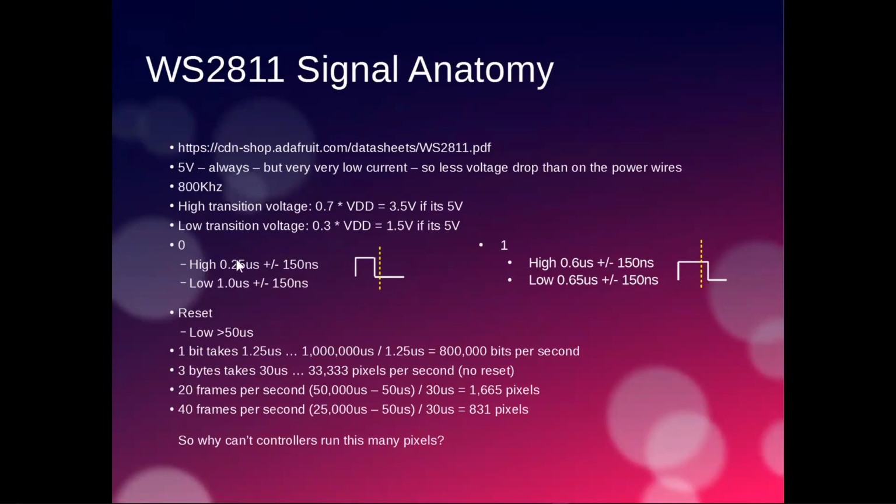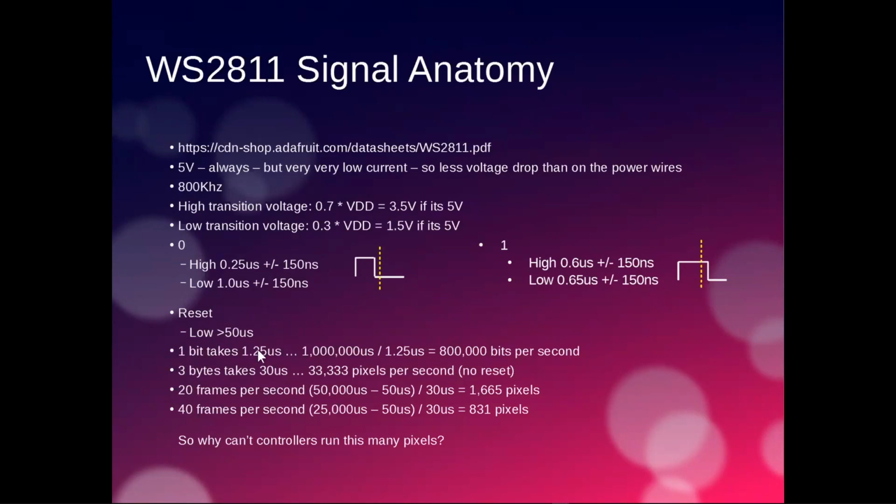Now, when you're sending the data to the pixels, how does it know to start back at the beginning again? Well, the answer is it drops to 0 and it holds at 0 for 50 microseconds. And if it gets a 0 for 50 microseconds, at that point, the first pixel says, okay, the next piece of data is now for me. And so that's the reset.